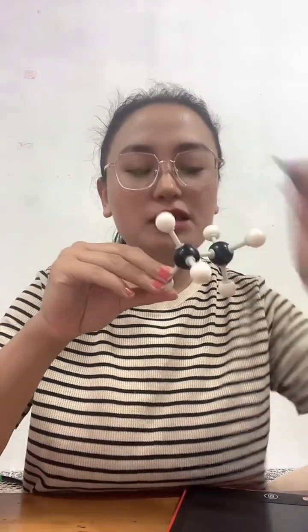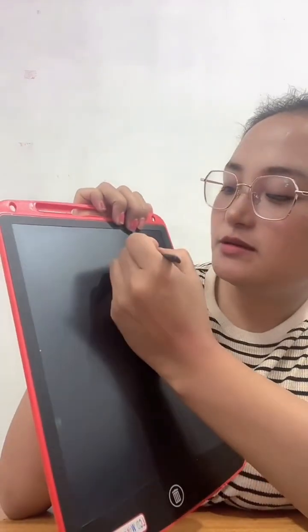So now here, looking at this structure, it has only single bonds. So we know this belongs to which family? Single bond means the alkane family, the A-N-E alkane family. Now here, it's a straight chain. Let's see here, alkane family.